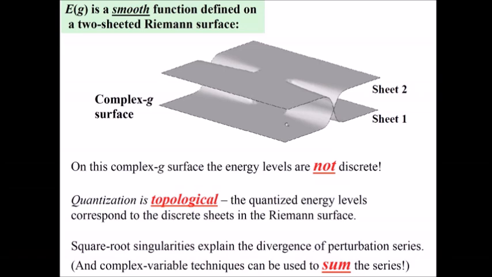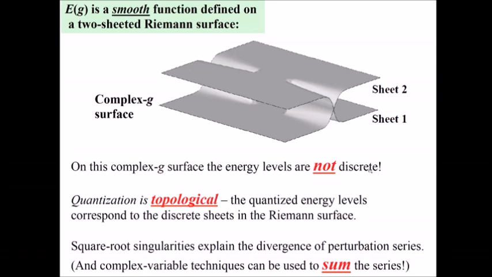So for this value of G, there are two answers. And that's because when you have a square root function, there are two answers. So if you start at this energy level and you go around, you come to this energy level. And if you go around again, you come back to the first energy level, and you notice that there is no quantum leap. It is a very smooth transition from one energy to the other energy. So on this complex coupling constant surface, the energy levels are not discrete.